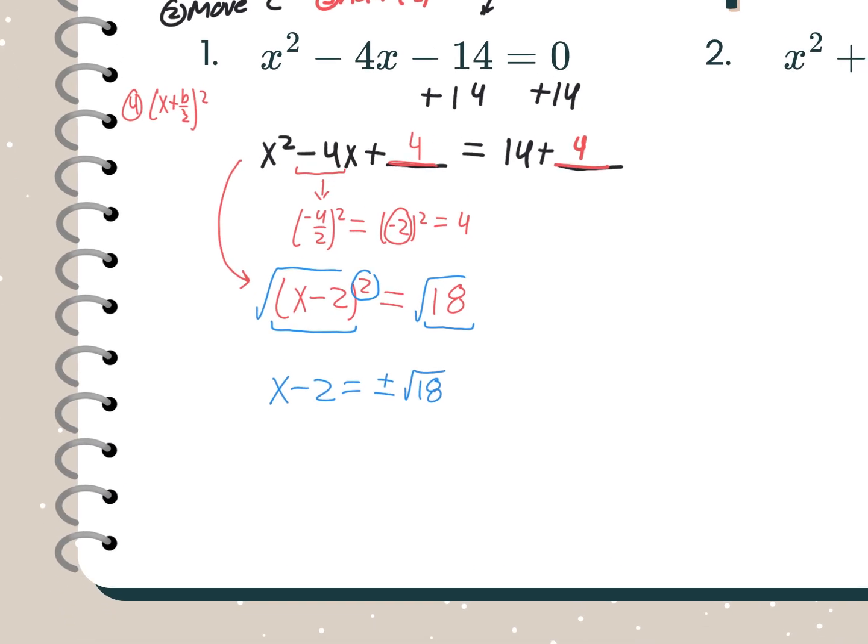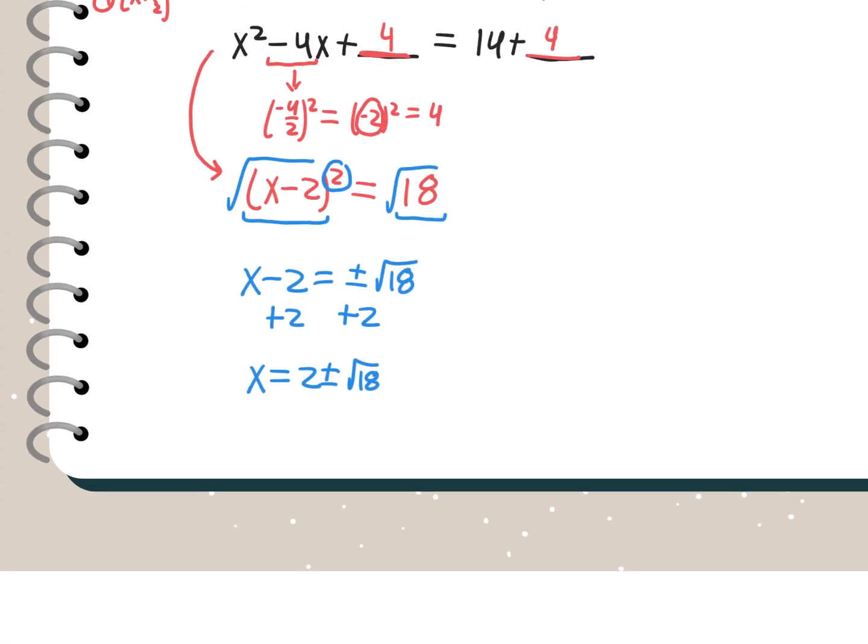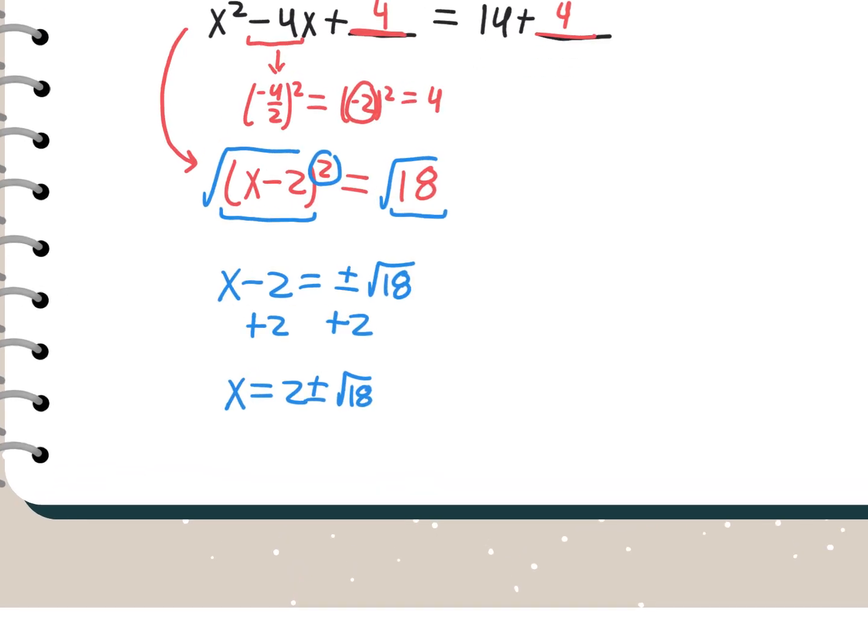All right, and then I can add 2 to both sides. And so I get x equals 2 plus or minus the square root of 18. All right, so we have x by itself. We're almost done. The only thing that we have to do now is check if the square root of 18 can be simplified a little more, right?